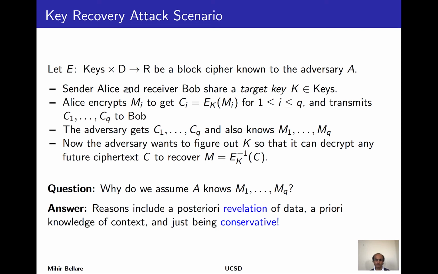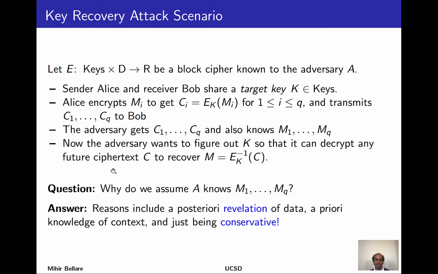Alice will start encrypting messages. Each message is just a point in the domain of the block cipher in this set D. By applying the block cipher with this target key K to get an output ciphertext C sub i, and she then transmits all the ciphertext to Bob, and will let Q, a parameter of this definition, be the number of messages encrypted. The adversary is on the line, so we assume it gets all these ciphertexts. It wasn't given the key, of course. Now, we'll also assume it actually knows the messages. This may seem a bit mysterious at first, so we'll discuss it later.